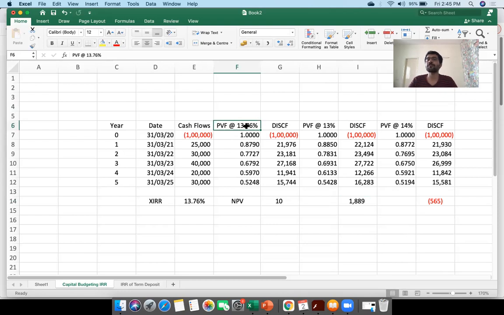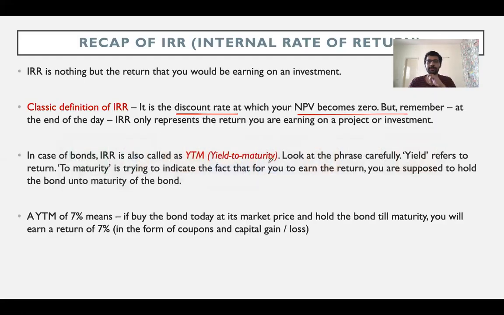Now, at this discount factor, since the NPV is actually equal to zero, this is the internal rate of return, or nothing but the rate of return that you would be earning on this particular project, right? If I move quickly back to the PowerPoint presentation.